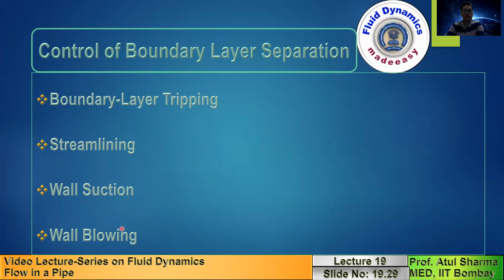So wall suction, wall blowing, and streamlining are some of the techniques which are used for avoiding flow separation. And boundary layer tripping is mainly a technique to convert the laminar boundary layer to a turbulent boundary layer, where in a turbulent boundary layer the flow separation is delayed, and in certain cases it could be avoided.